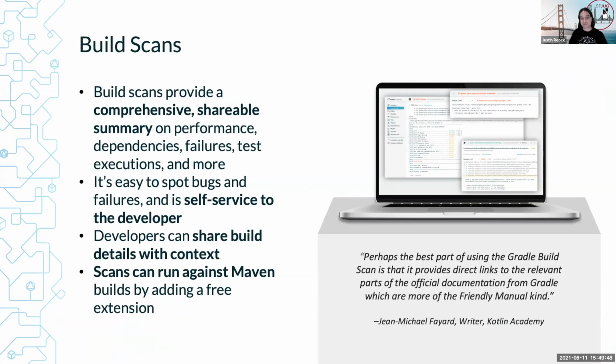Build scans provide a comprehensive, shareable summary on the performance, dependencies, failures, test executions, and more. All right, we've looked into these a little bit already. It's easy to spot bugs and failures, and again, completely self-service to the developer, right? So even in the CI chain, you saw how cool that was, that in Jenkins, I could just open up the build and click right on a build scan. That's a self-service way for developers to start diagnosing problems with the build that happened in CI, where they might normally have to rely on a build engineer to do that. So yet another area where we eliminate a bottleneck, eliminate some friction from the process.